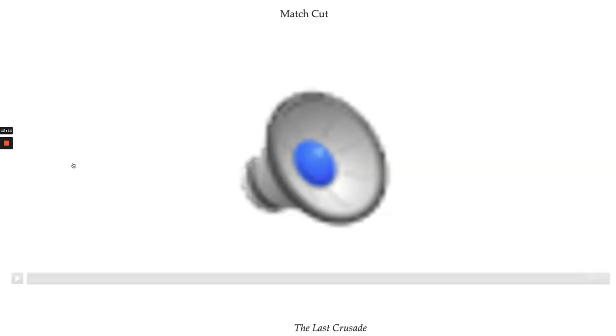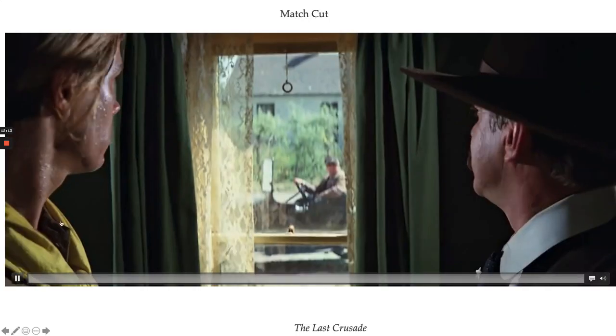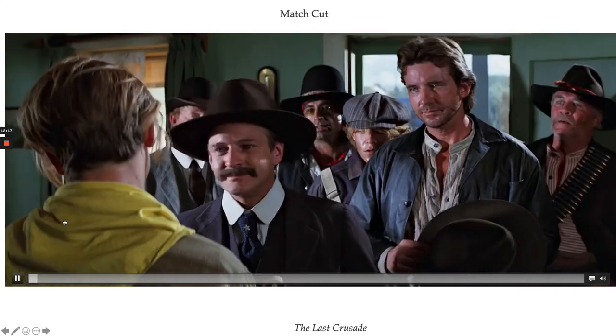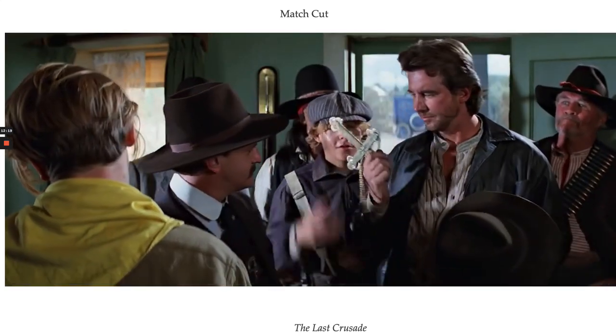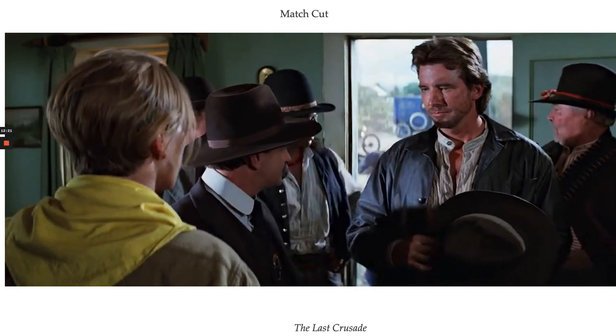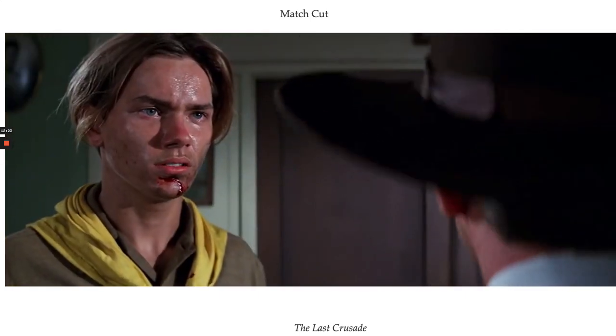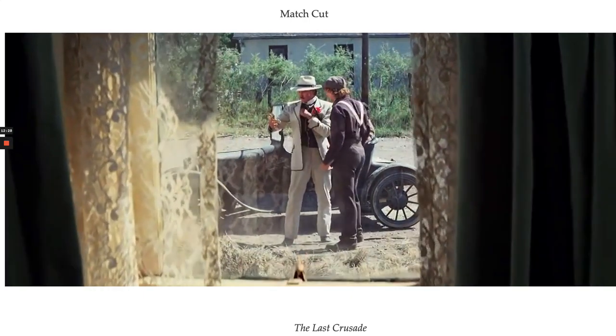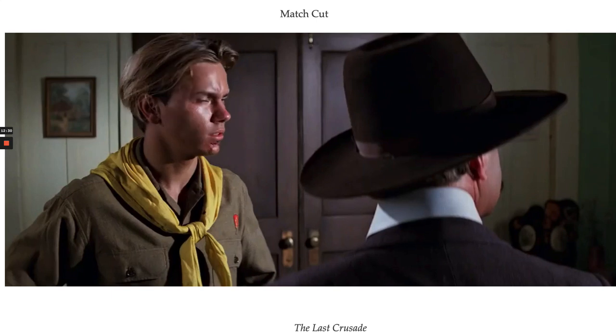This one's coming from The Last Crusade, where you have River Phoenix, who plays a young Indiana Jones, who goes off and finds this religious artifact, trying to save it from these, I don't know, grave diggers, fortune hunters.